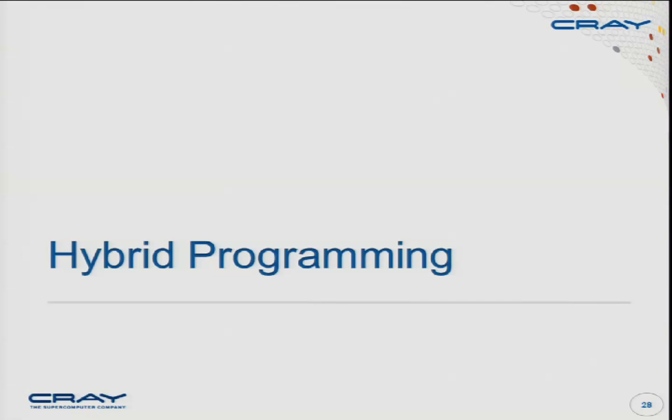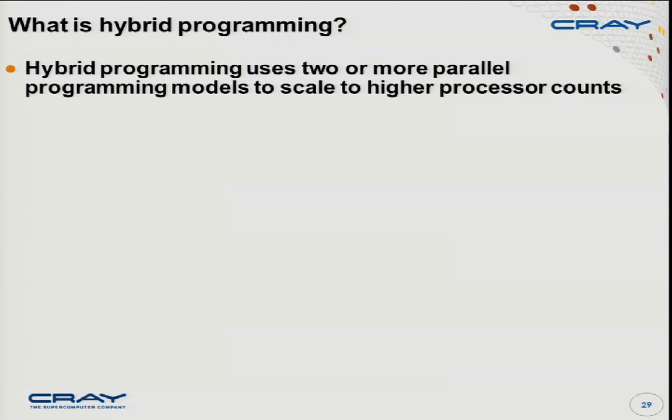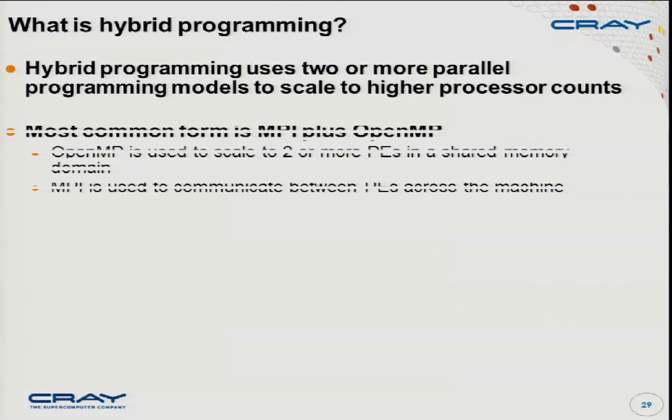But I'm going to give you a little bit different perspective on hybrid programming. One of my slides, in theory, has the same title as his. What is hybrid programming? Why do it? Well, hybrid programming is the use of two or more parallel programming models to scale into higher processor counts. That doesn't limit you to MPI and OpenMP. You can say MPI and Pthreads. You can throw in PGAS, which is one-sided languages. But it's trying to attack it with two or more programming models.